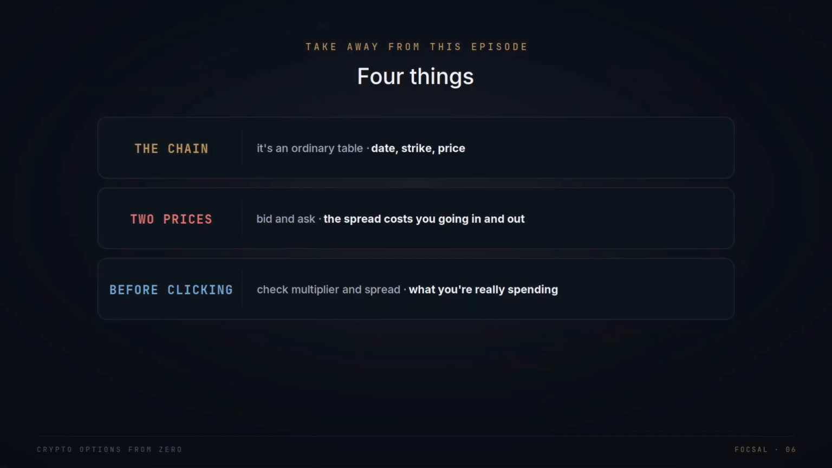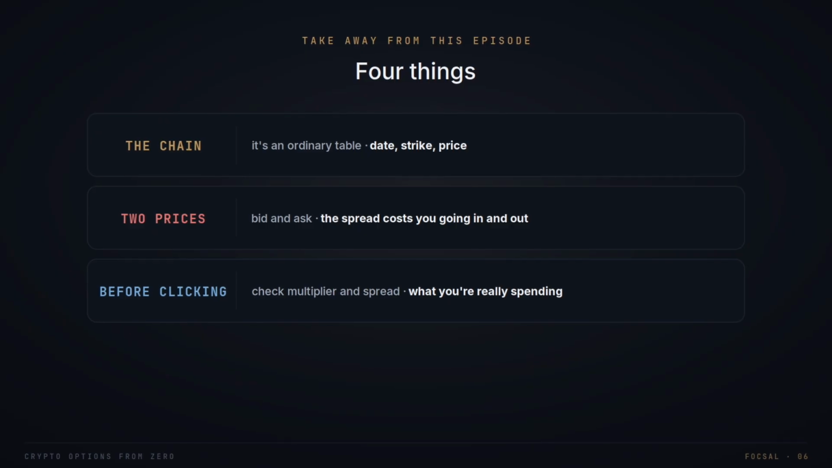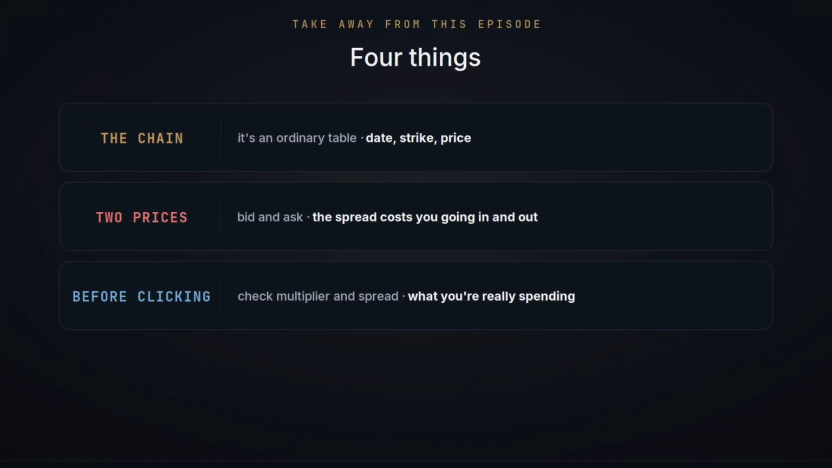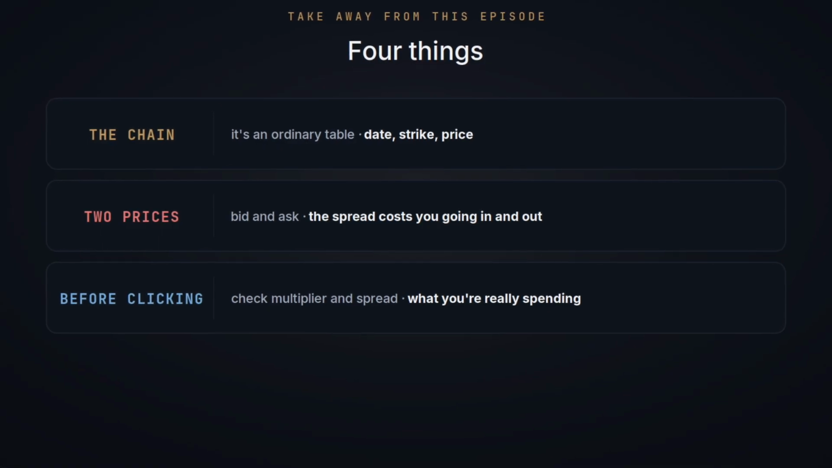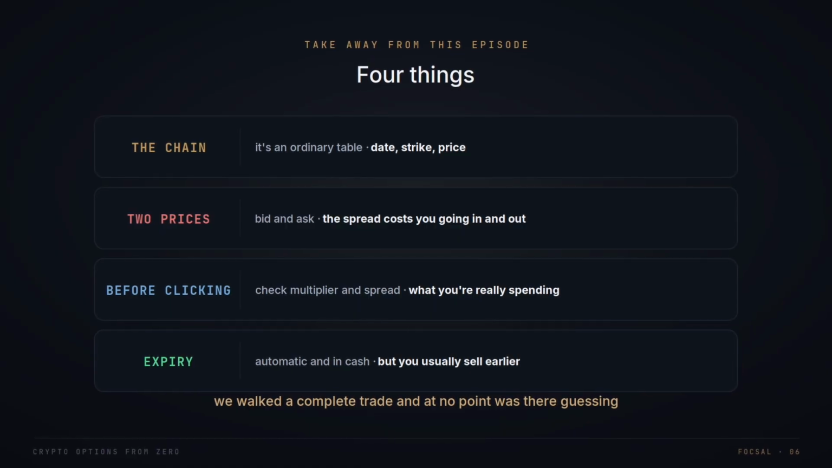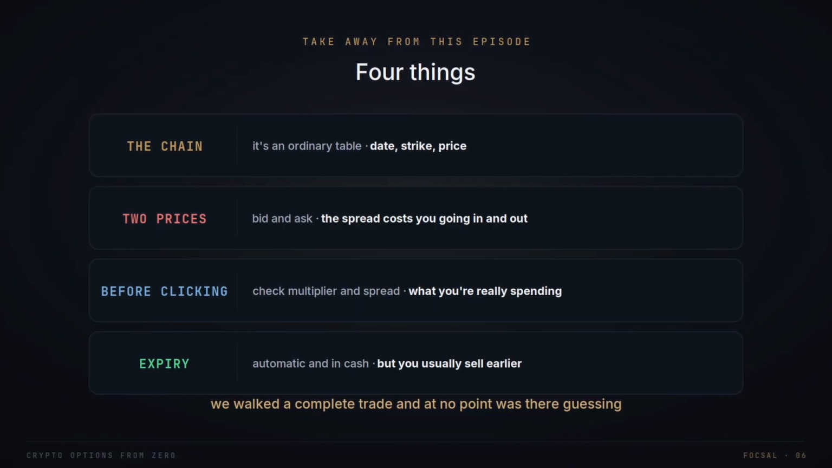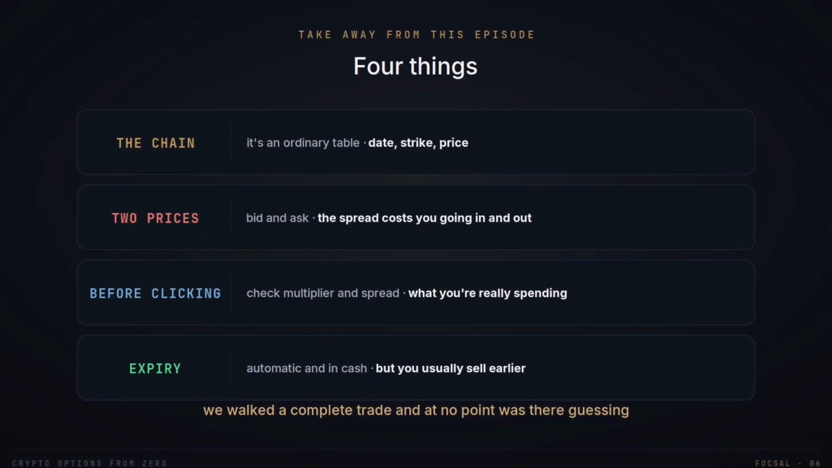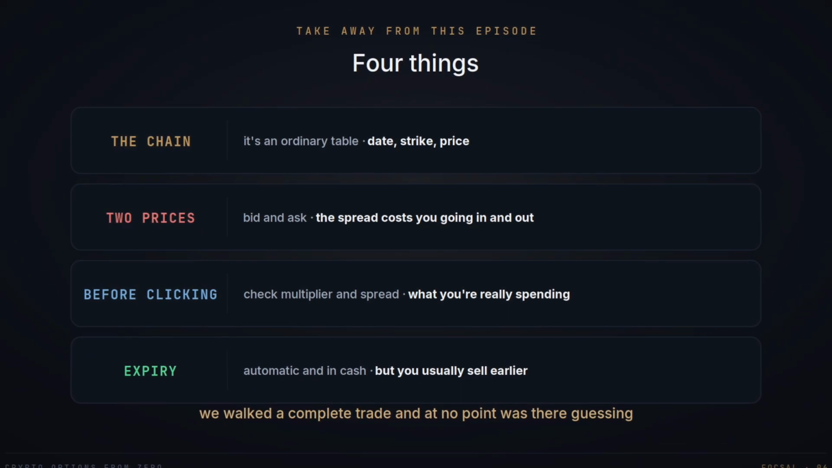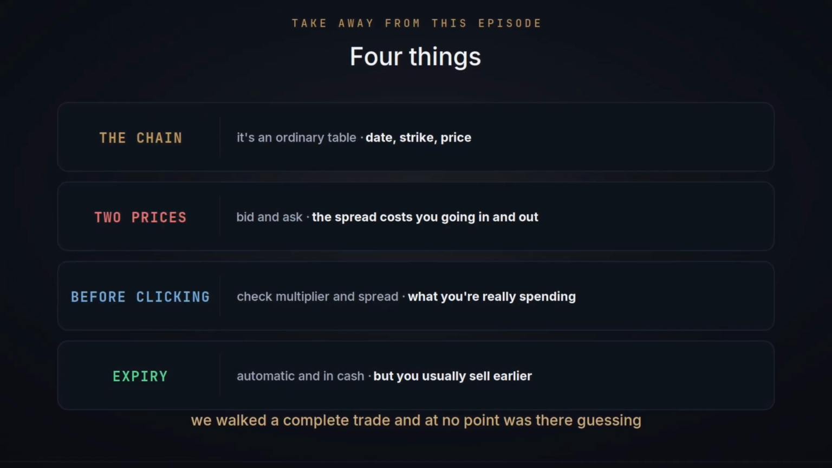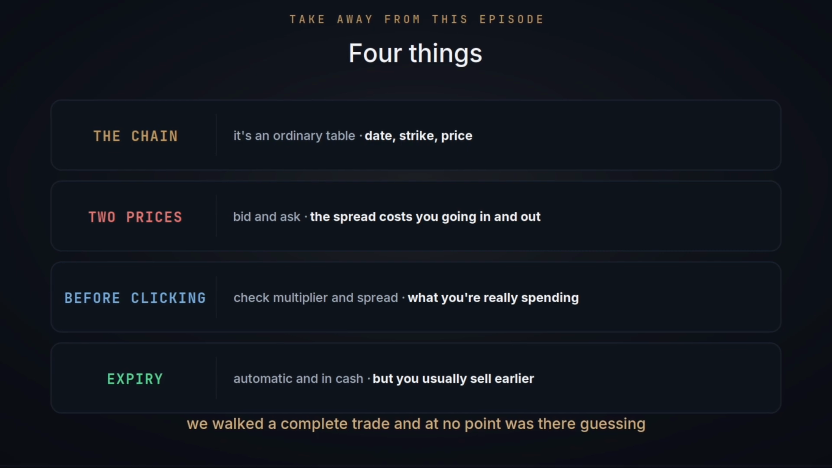3. Before you click, check 2 things. The multiplier, so you know what you're really spending, and the spread, so you know what you're handing over at the start. 4. Bitcoin options settle automatically in cash on the expiry date. But you can sell at any time, and that's what most people do. And one more thing, more important than those 4. We walked a complete trade today, and at no point was there any guessing.